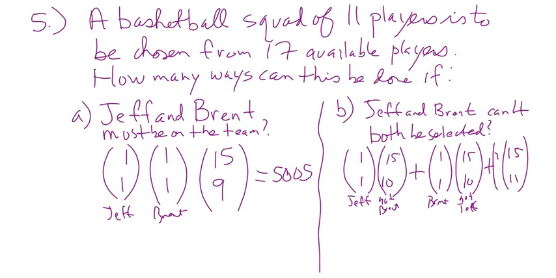Choose 11. If you like, you can throw a 2, choose 0 in there, right? 2 guys, we're not choosing either of them. Right. That way the top numbers add to 17. We've taken care of everybody, right? Everybody's been accounted for.